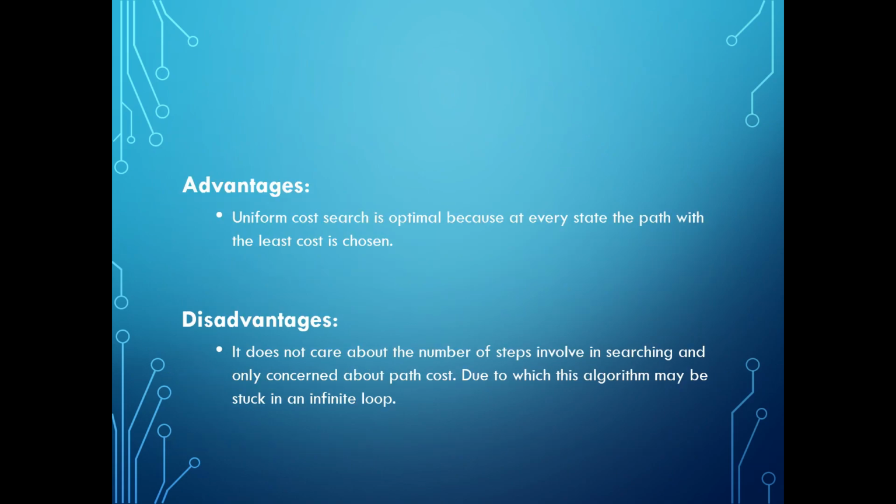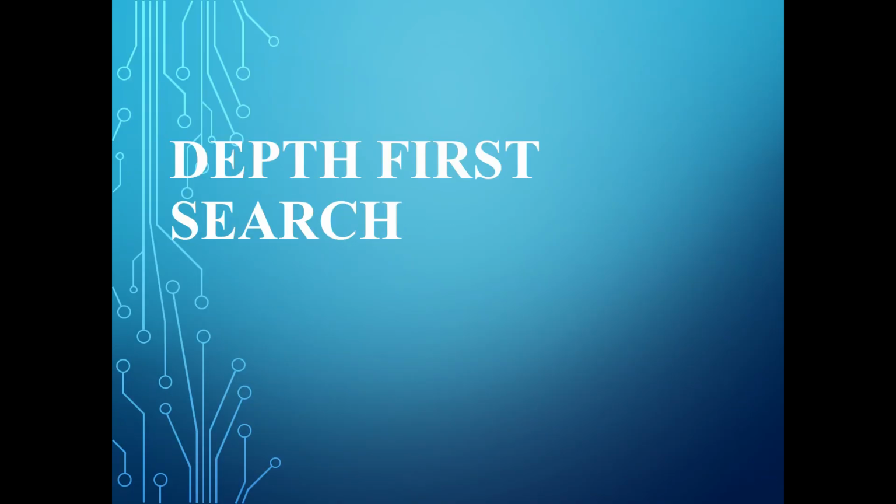Its advantages. UCS is guaranteed to be optimal because it always selects the least cost path. Disadvantages. It may ignore the number of steps and focus only on the path cost. It may get stuck exploring long low cost paths.